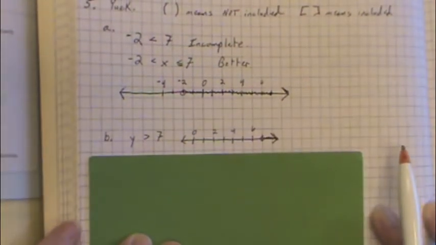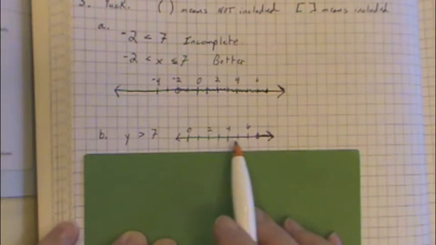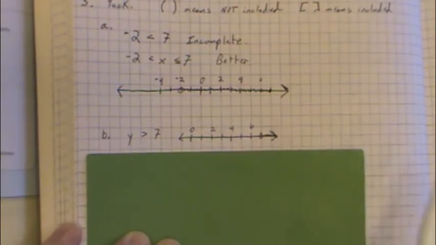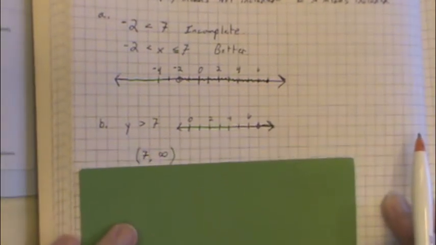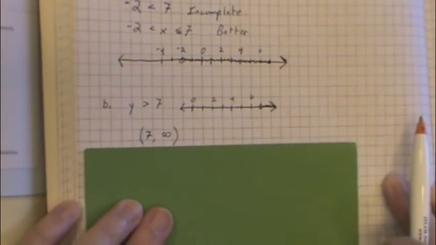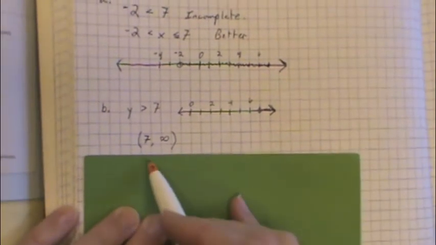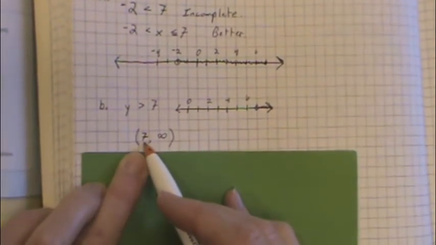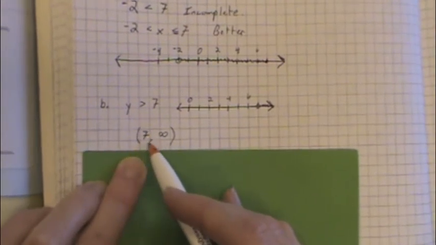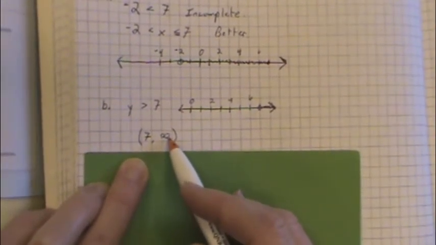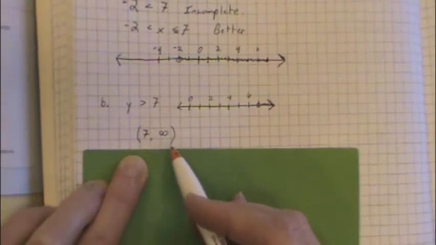And letter B, y is greater than 7, open circle there, off towards infinity, and then here's how you write this in interval notation. The smaller number on the left, parenthesis because it's not included, and then the bigger number on the right. Nothing's bigger than infinity.